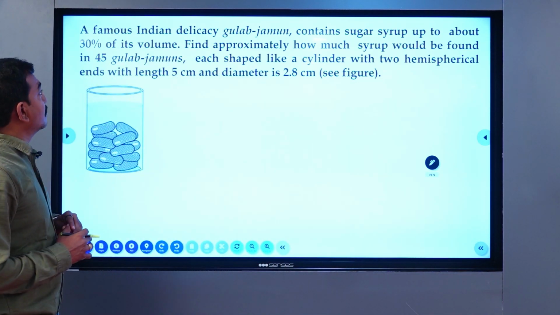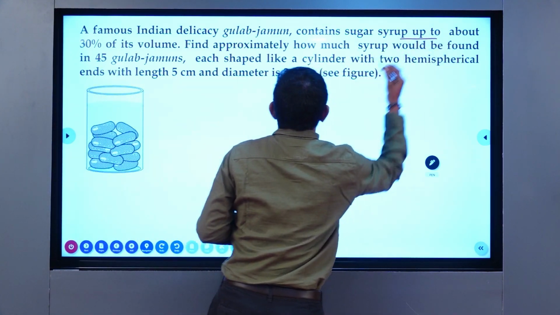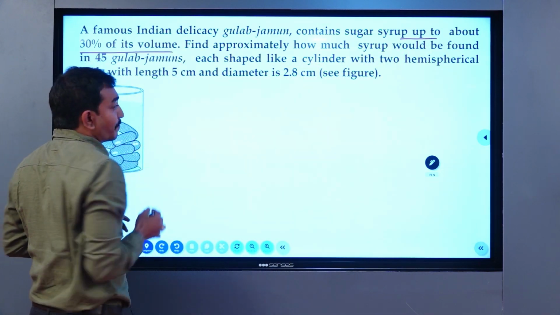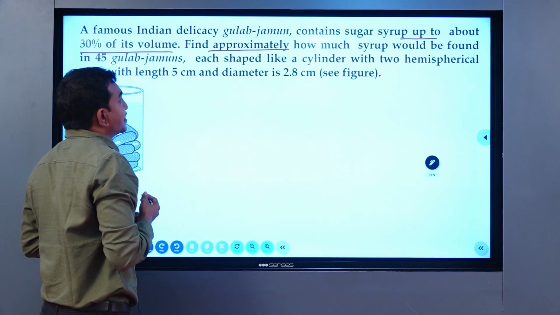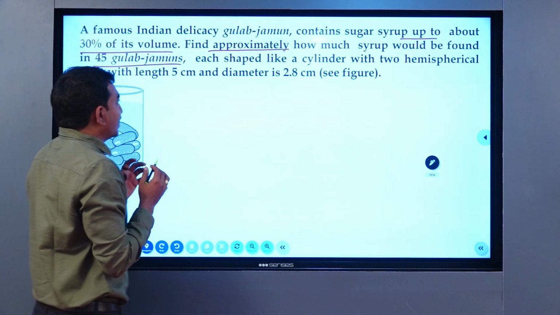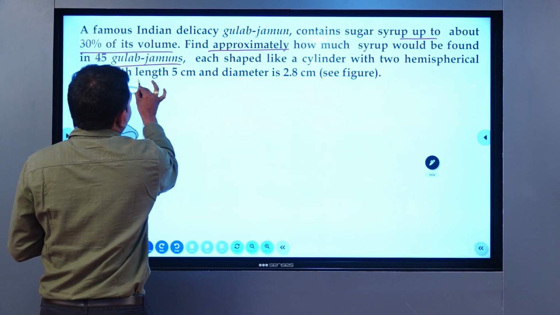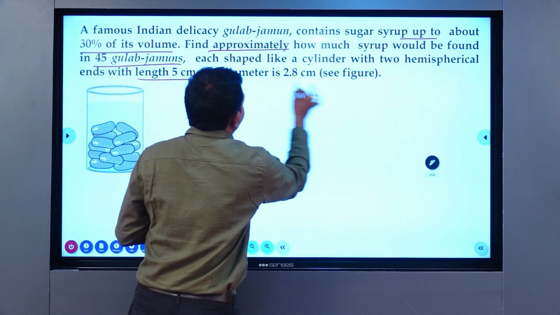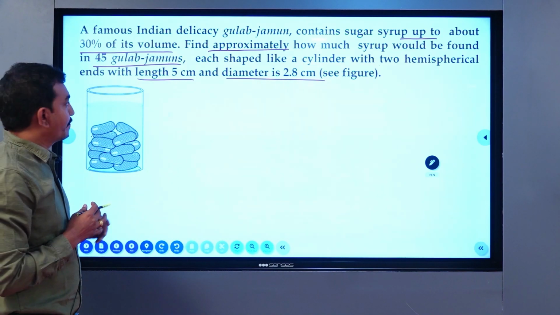A famous Indian delicacy gulab jamun contains sugar syrup up to 30% of its volume. Find approximately how much syrup would be found in 45 gulab jamuns, each shaped like a cylinder with two hemispherical ends with a length 5 centimeters and diameter 2.8 centimeters, as you can see in the figure.